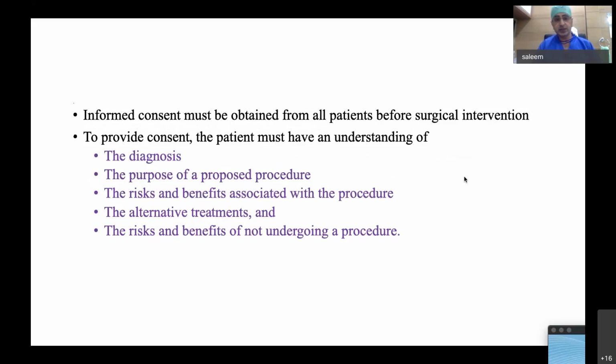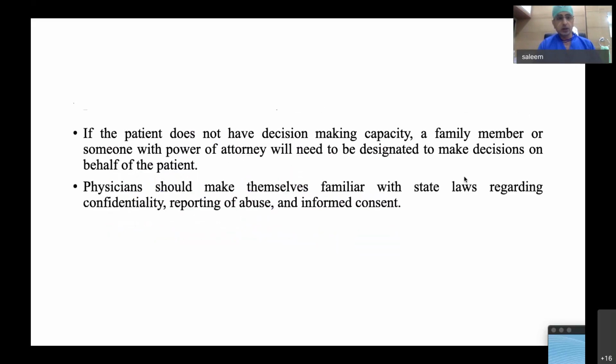To provide consent, the patient must have an understanding of the diagnosis, the purpose of the proposed procedure, the risks and benefits associated with the procedure, the alternative treatments, and the risks and benefits of not undergoing the procedure. If the patient does not have decision-making capacity, a family member or someone with power of attorney will need to be designated to make decisions on behalf of the patient.